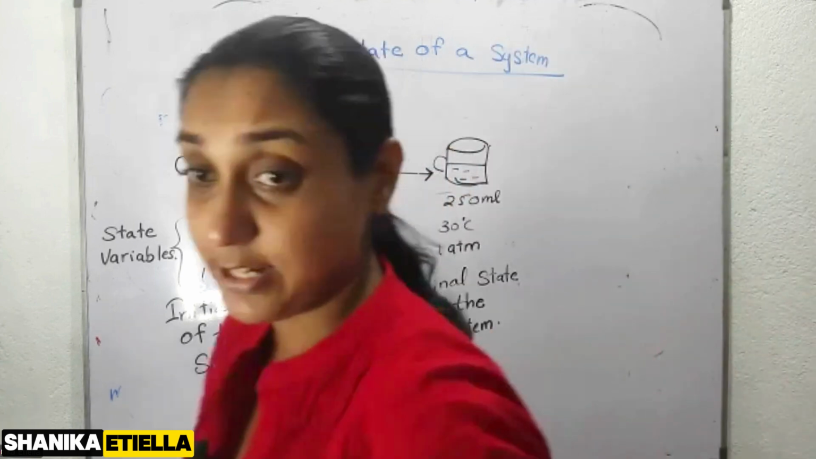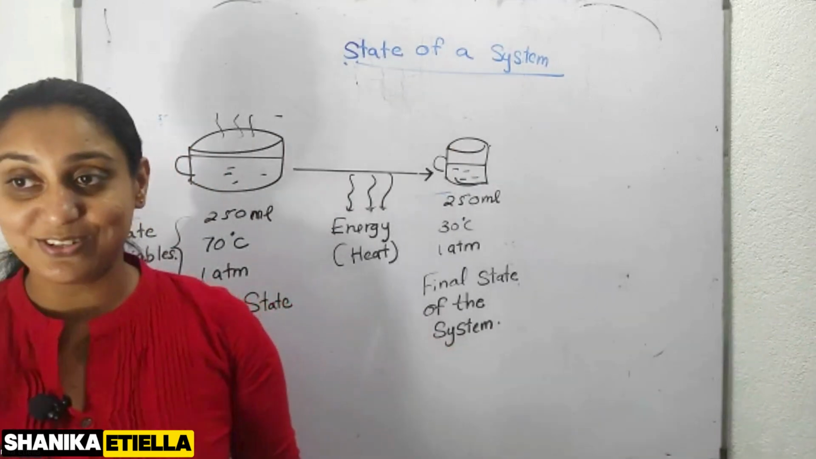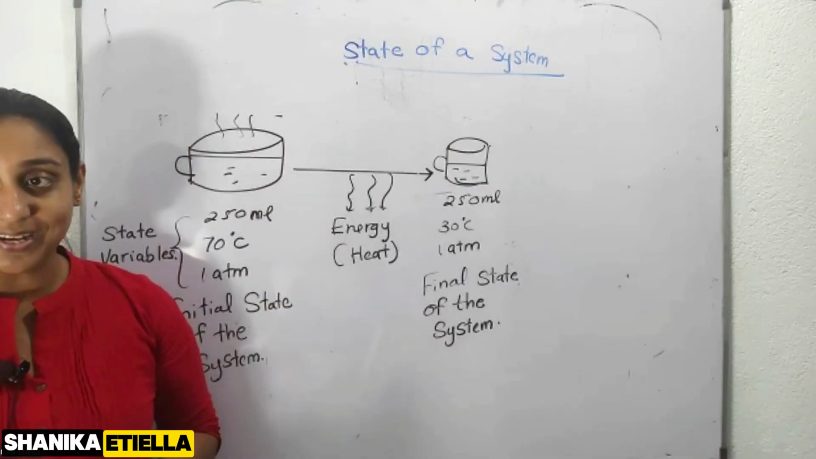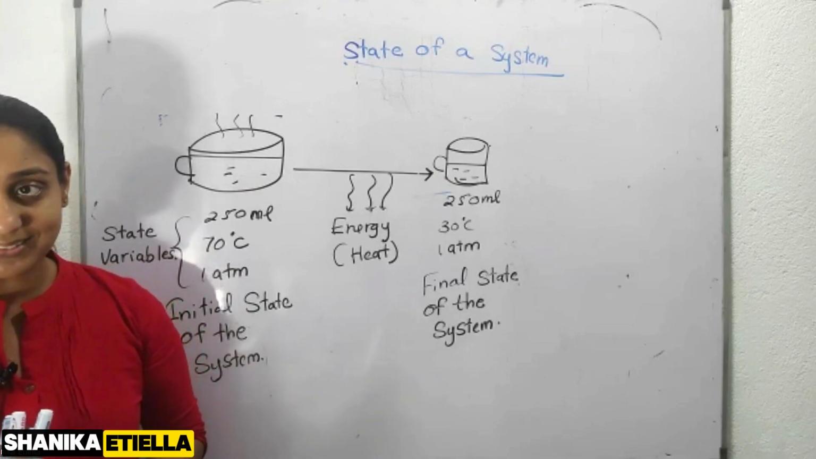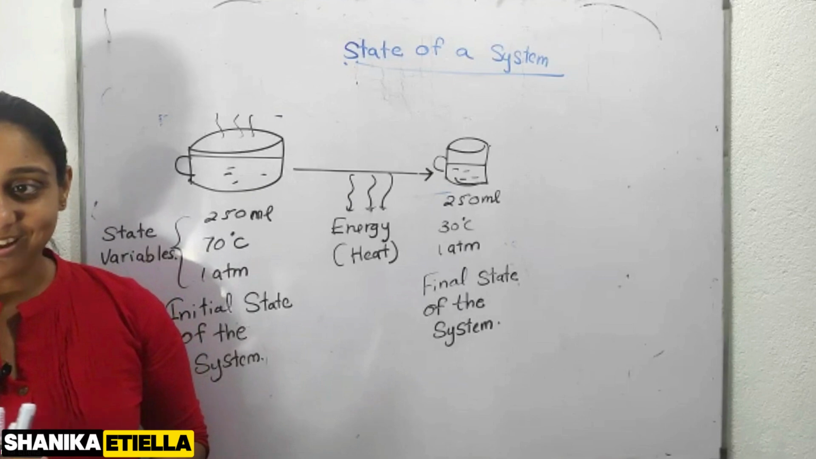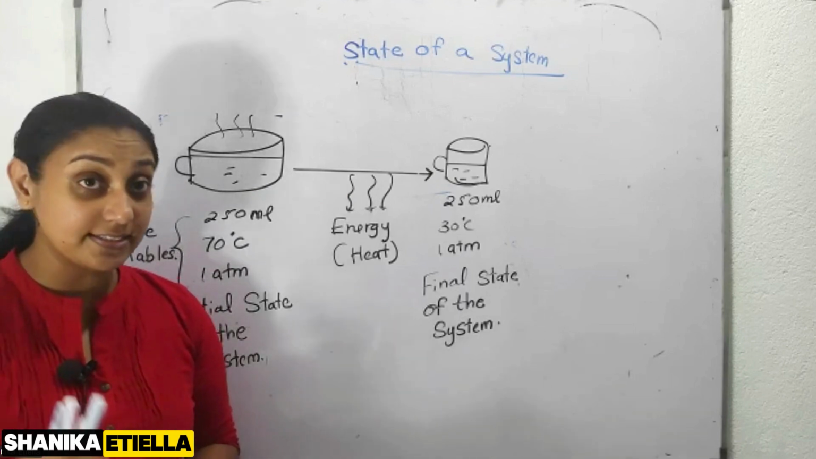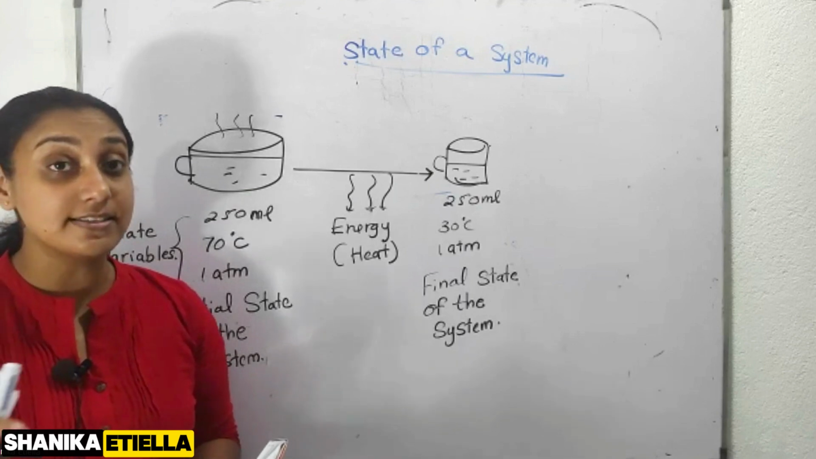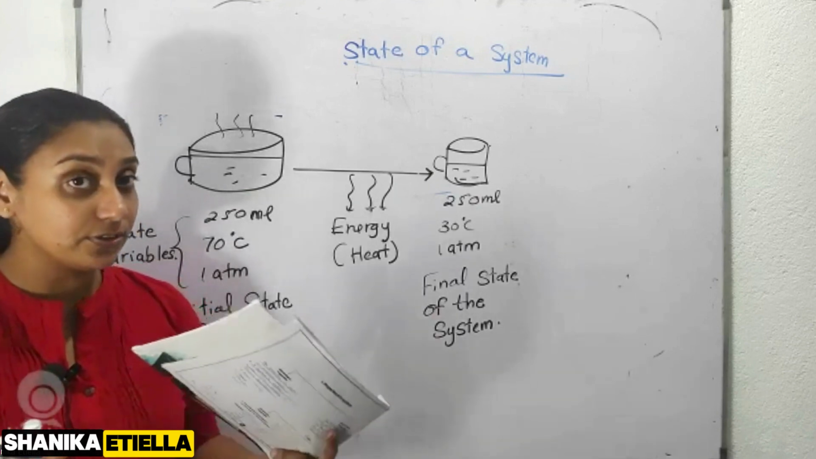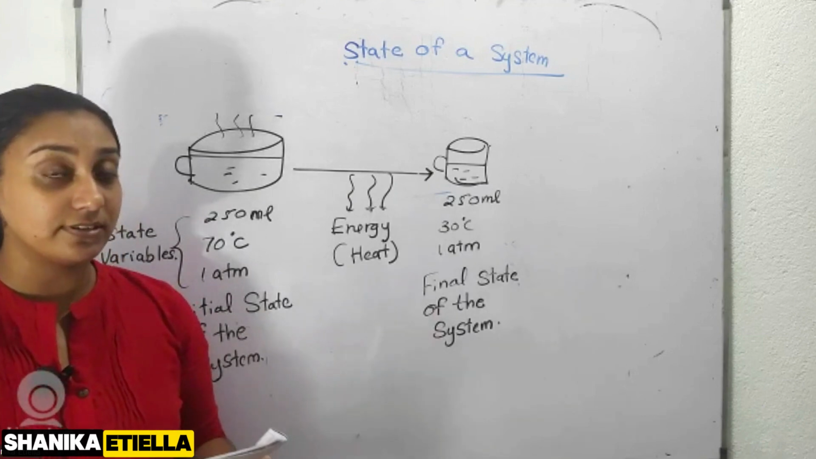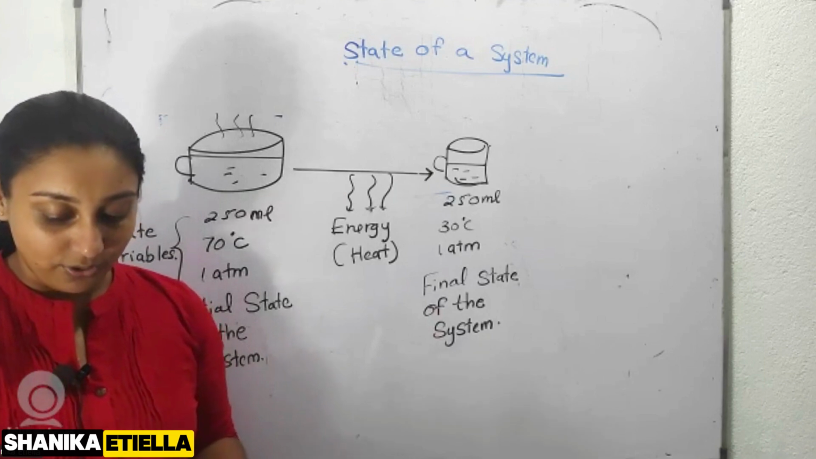What is the initial state of the system? What is the final state? What are state variables? You should be familiar with them. After this lesson, you need to have some idea about what is the initial state, what is the final state, what are the state variables, what is the system and all, after these 2 hours.